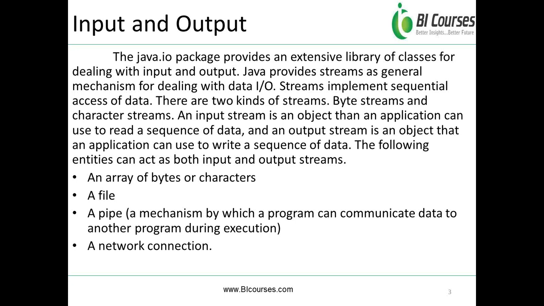If you want to read data from or write data into any file, you can use the sequential process using streams. We have byte streams and character streams, which are two different kinds of streams. An input stream is an object that an application can use to read sequential data, and an output stream is an object which can be used to write a sequence of data. There are various entities which can act as both input and output streams, like an array of bytes or characters, a file, a pipe, a network connection.